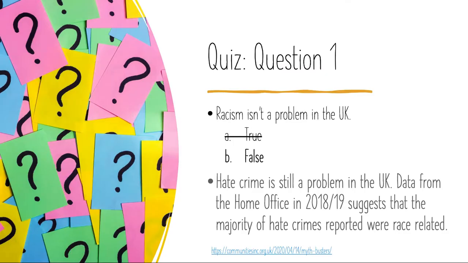So question 1, racism isn't a problem in the UK. Well, the answer is false. Hate crime is still a problem in the UK, and data from the Home Office for 2018-19 suggests that the majority of hate crimes reported were race-related. So that suggests that racism continues to be a problem in the UK.